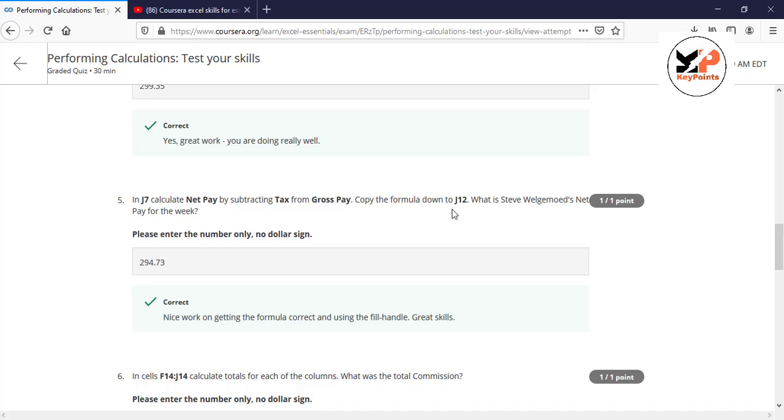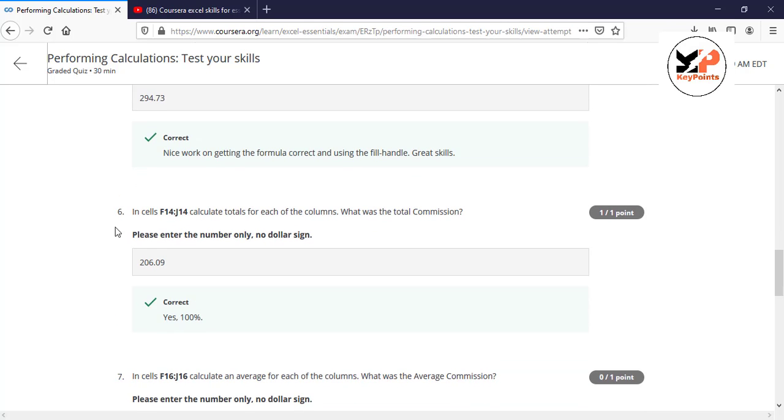So number 5 question: in J7, calculate net pay by subtracting tax from gross pay. Copy the formula down to J12. What is Steve Pelgimoet's net pay for the week? Please enter the number only, no dollar sign. So this answer is 294.73.